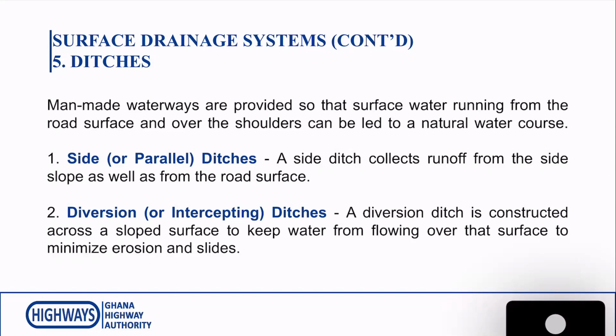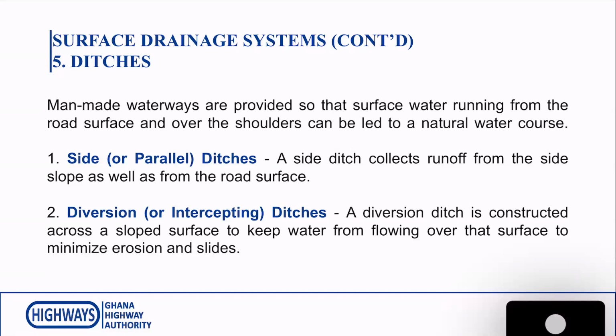Now, next one we look at are ditches. Ditches are man-made waterways which are provided so that surface water running from the road surface and over the shoulders can be led to a natural water course. Very simple. Most of our roads have ditches, and their function is to make sure that they collect surface water and take them to a natural water course.